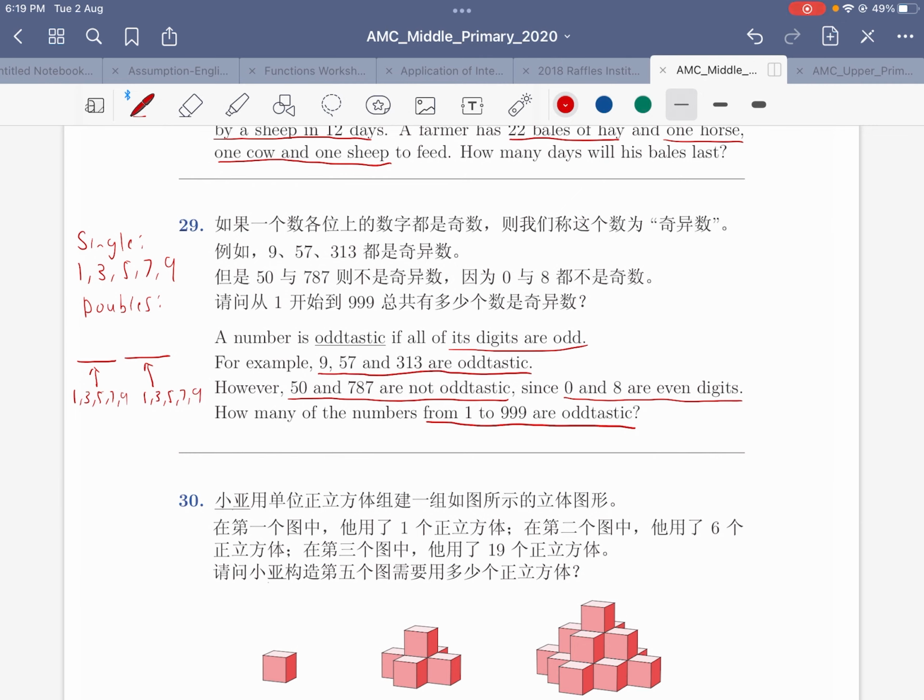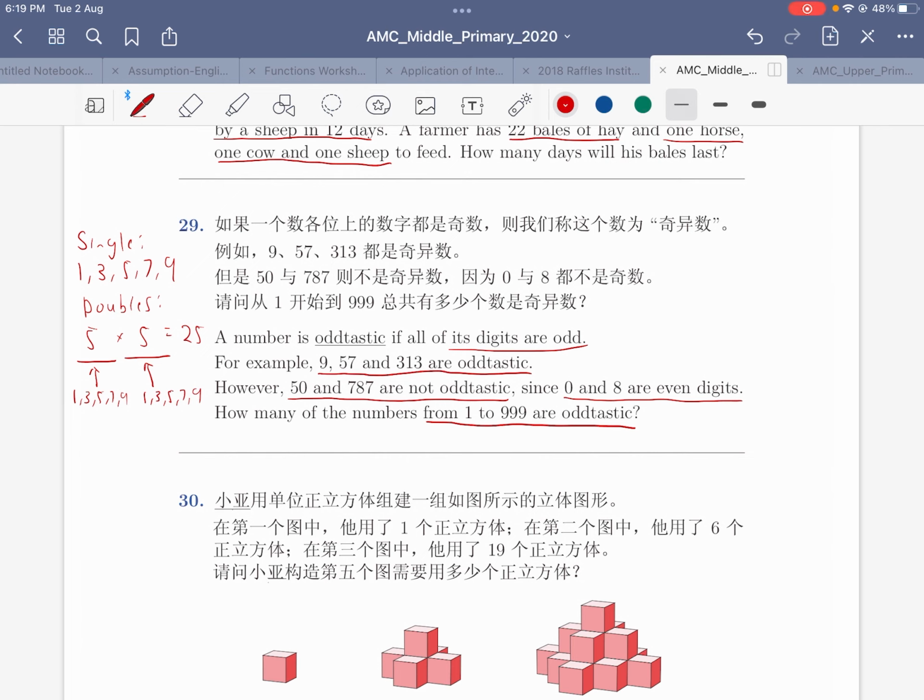So there are 5 numbers in the first slot, and there are 5 numbers in the second slot. So all we really have to do is to multiply them together, 5 times 5, and we get 25 numbers which are autastic, because the tens place is an odd number, and the ones place is an odd number as well. So I hope everyone can kind of see this pattern over here.